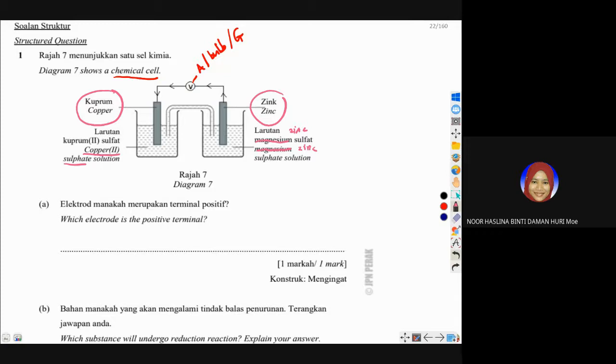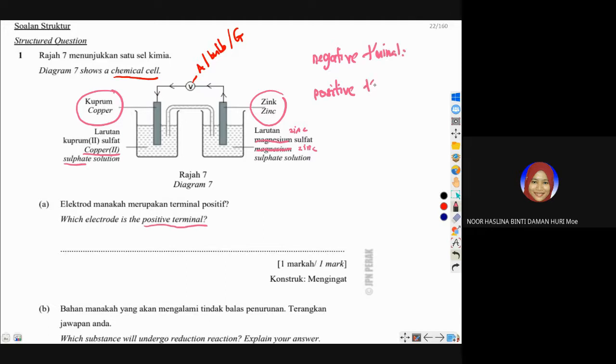Okay, let's see this question. We have copper, we have zinc. The first question: which electrode is the positive terminal? You must remember it like this. In a chemical cell, we have two terminals. One is the negative terminal, another one is the positive terminal.